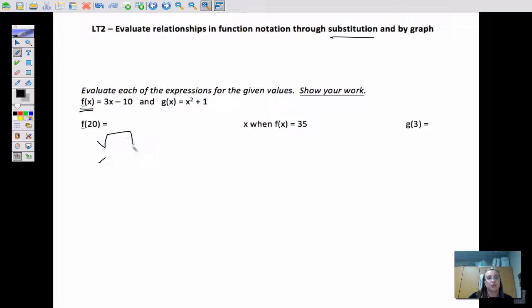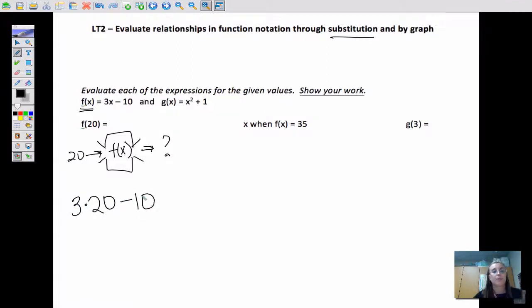In my class, we looked at these pictures here. We're using the function f of x in here. We're going to input a 20 and we're going to see what comes out. Okay? So that means I'm going to take 3 times 20 and I'm going to subtract 10. Okay? So 3 times 20 is 60, minus 10 is 50. So f of 20 equals 50.